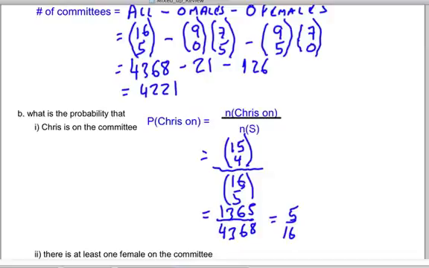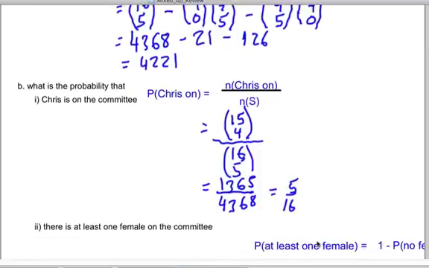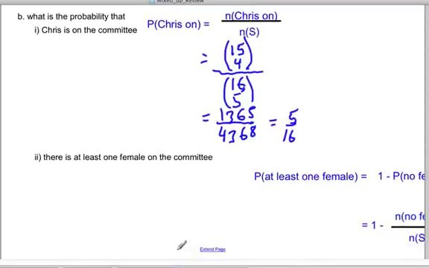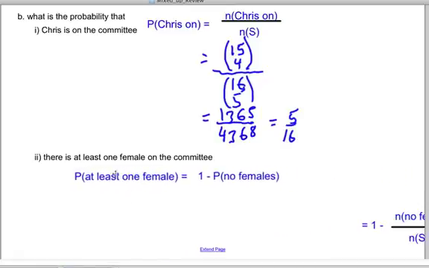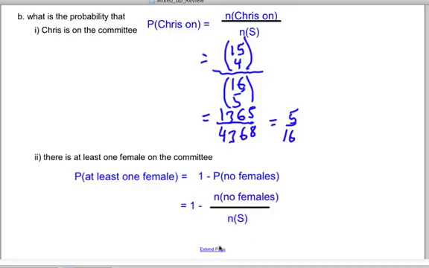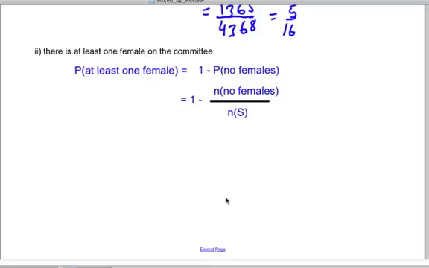Next, what is the probability that there is at least one female on the committee? Now, the way you can think of this is, we'll say the probability that at least one female is on the committee is going to be 1 minus the probability of no females on the committee. So the indirect method will be the easiest way to do this. And so this is going to be 1 minus the number of ways we can have no females on the committee divided by the total number of ways we could form the committees.